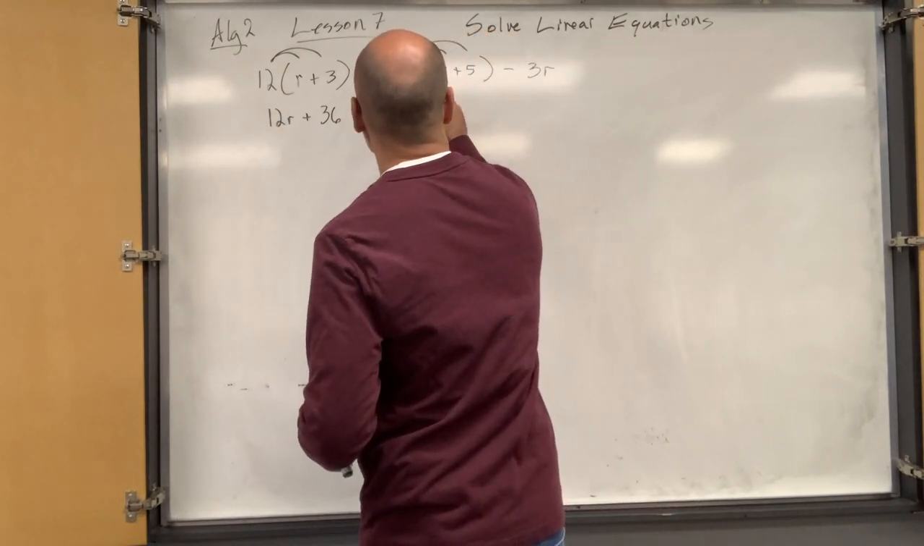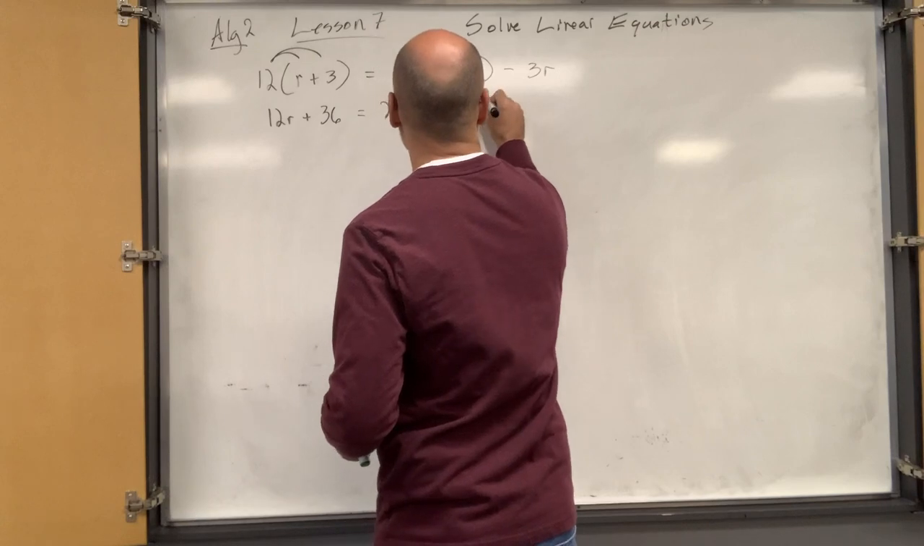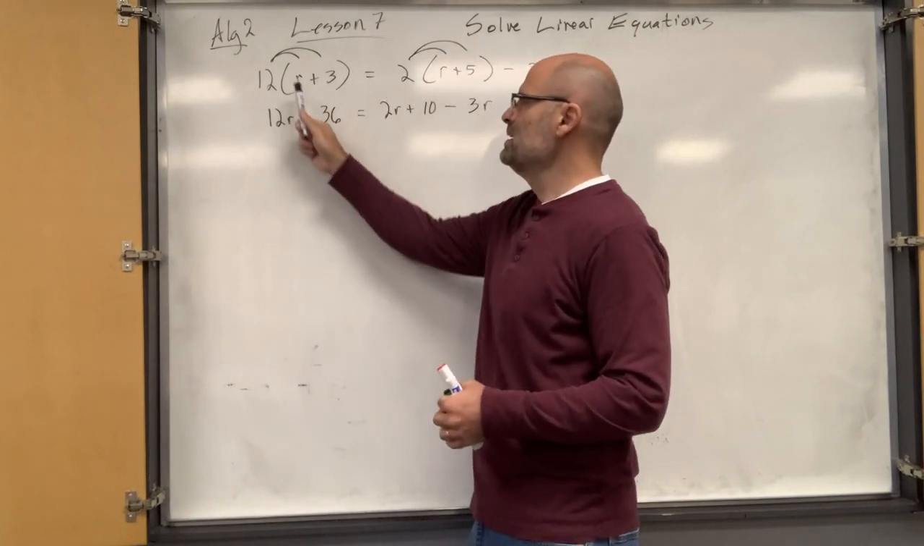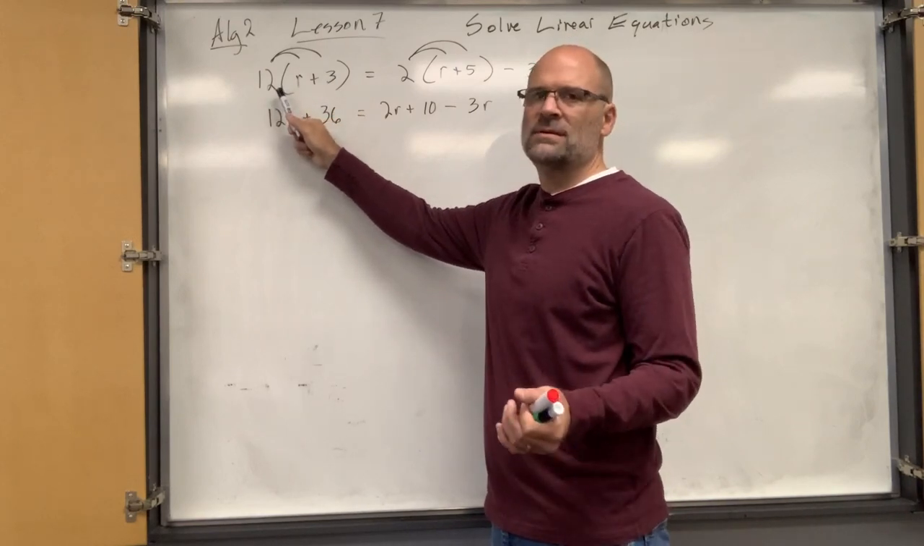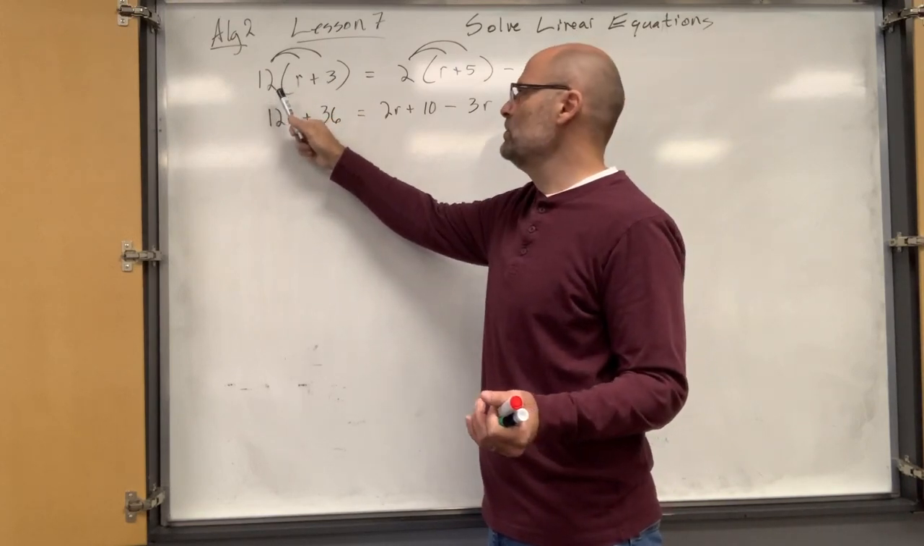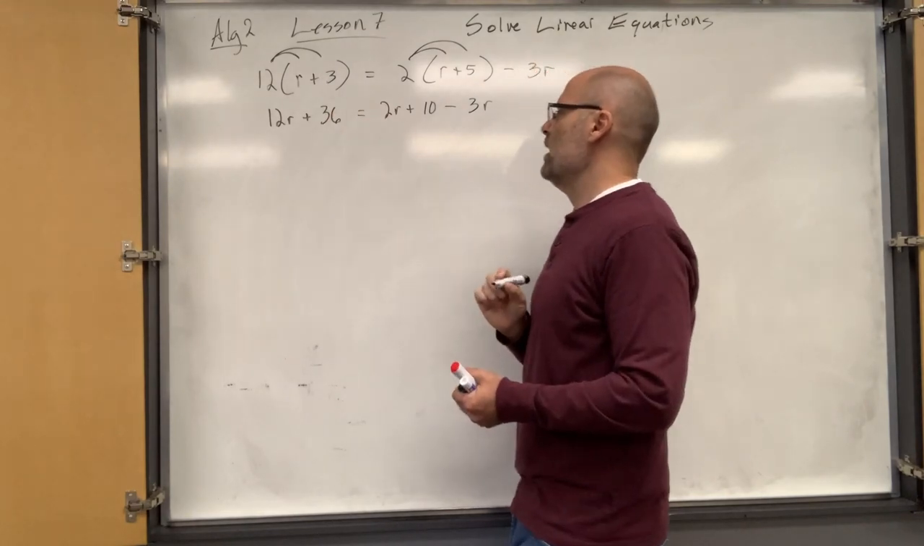2R plus 10 minus 3R. The most common mistake in distributing is you forget that second one. So a lot of you, if you're rusty, if you haven't done math in 6 months, you're gonna go 12R plus 3. Don't do that.